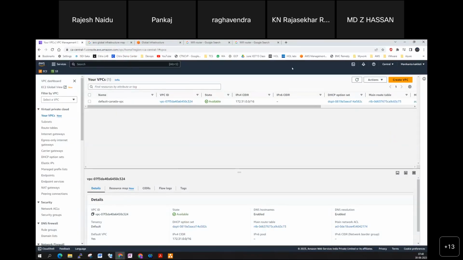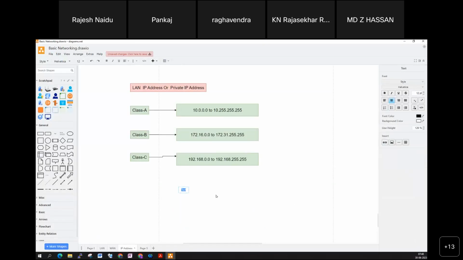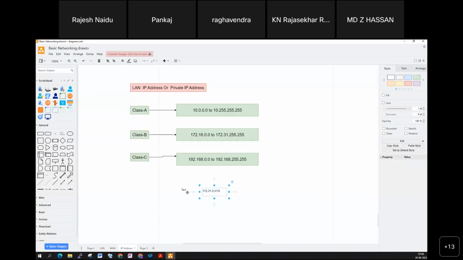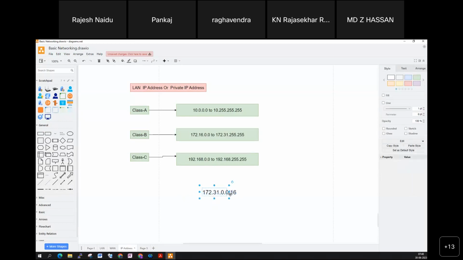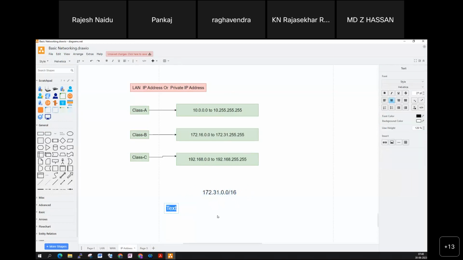So right now, the AWS Canada region, the default VPC IP address is this one. What do you mean by this? Based on this IP address, with this evidence, what can you consider it to be? Class B. Okay, perfect. It is a class B IP address.